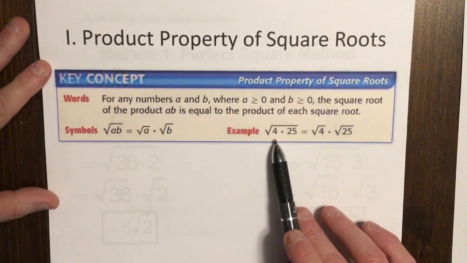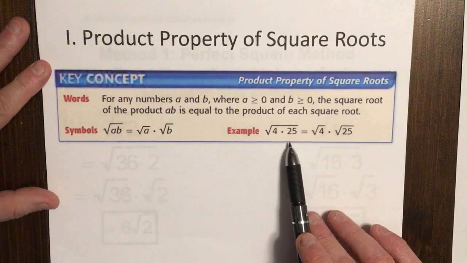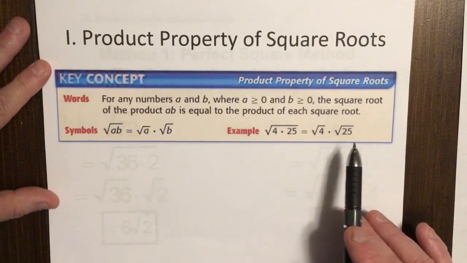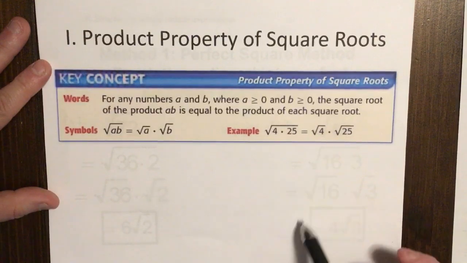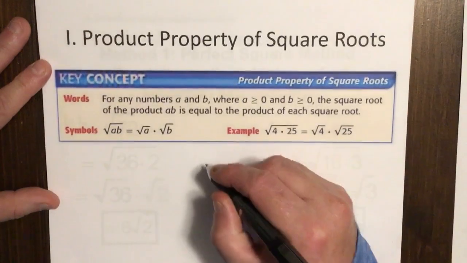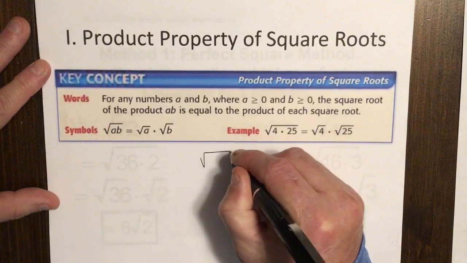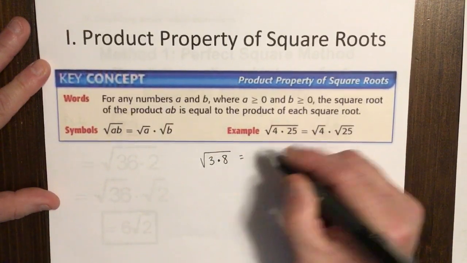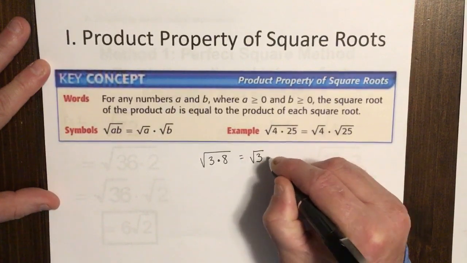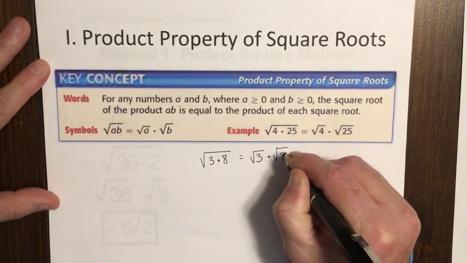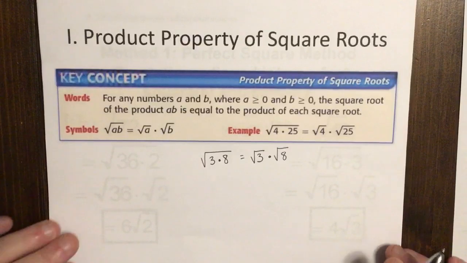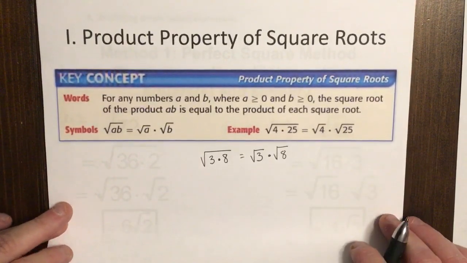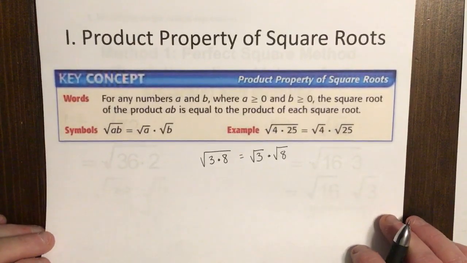If I have the square root of 4 times 25, that's the same thing as the square root of 4 times the square root of 25. Another example might be the square root of 3 times 8, which is the same thing as the square root of 3 times the square root of 8. So that's pretty simple to understand. I hope you don't have trouble with it. Let's get into some examples here.